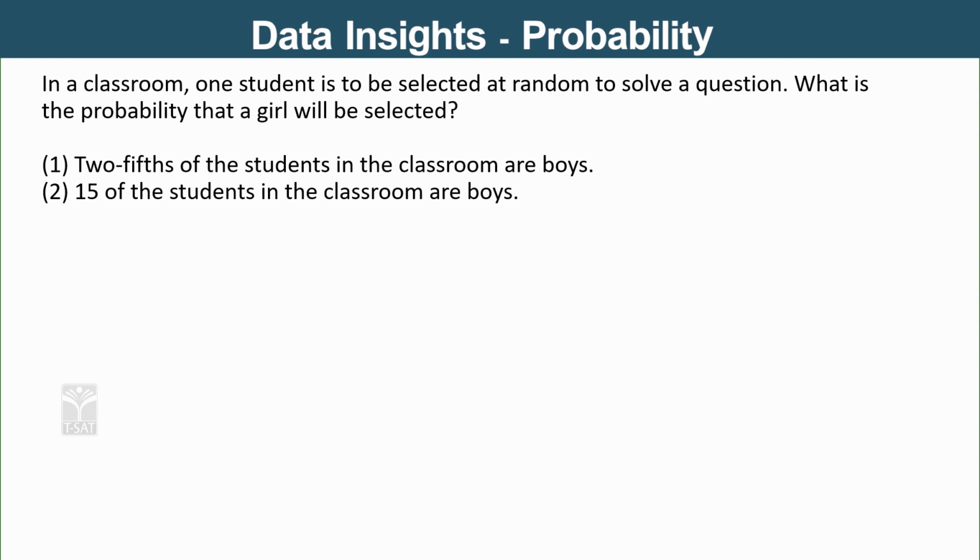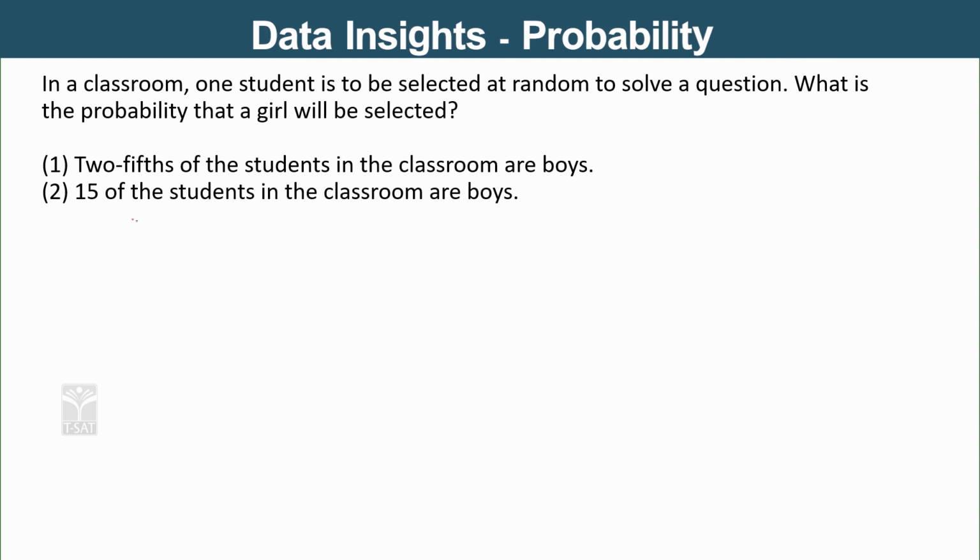In a classroom, one student is to be selected at random to solve a question. What is the probability that a girl will be selected? Statement 1 says 2/5 of the students in the classroom are boys, and statement 2 says 15 of the students in the classroom are boys.